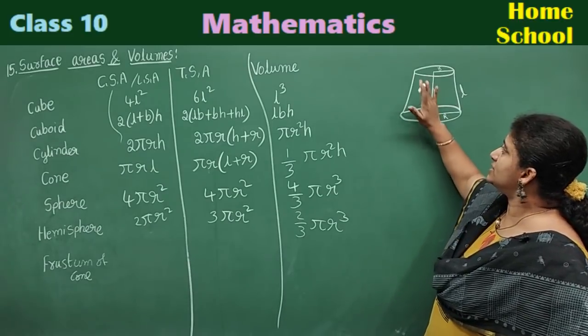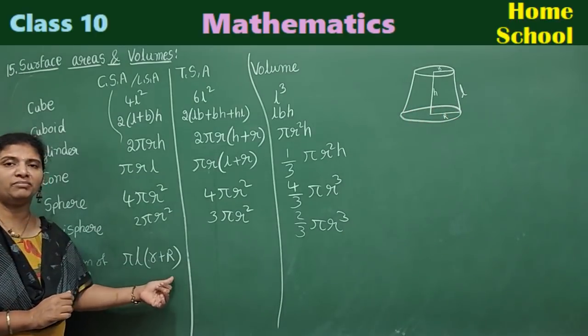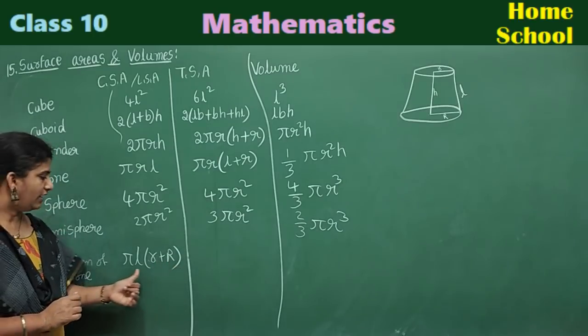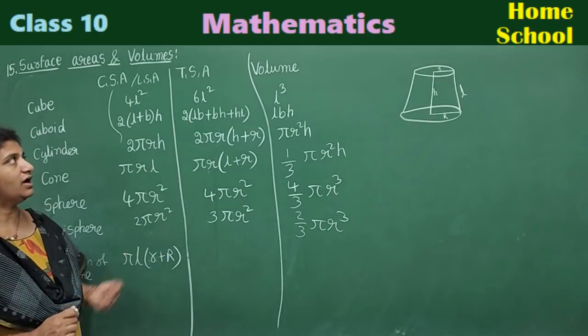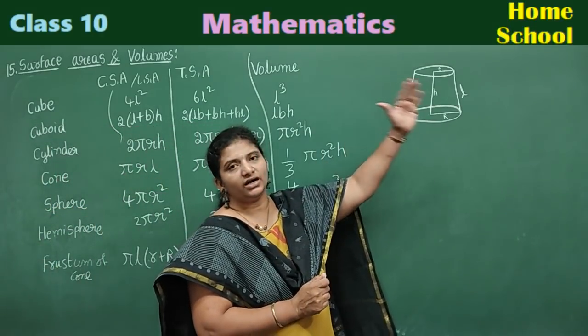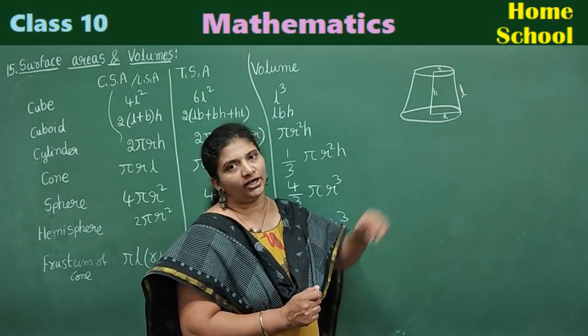Then coming to this, what is the curved surface area? You can directly remember this formula, pi L into (R plus r), where L is the slant height, r the small radius and R the big radius. And coming to total surface area, what is total surface area? Curved surface area plus area of top circle plus area of bottom circle.